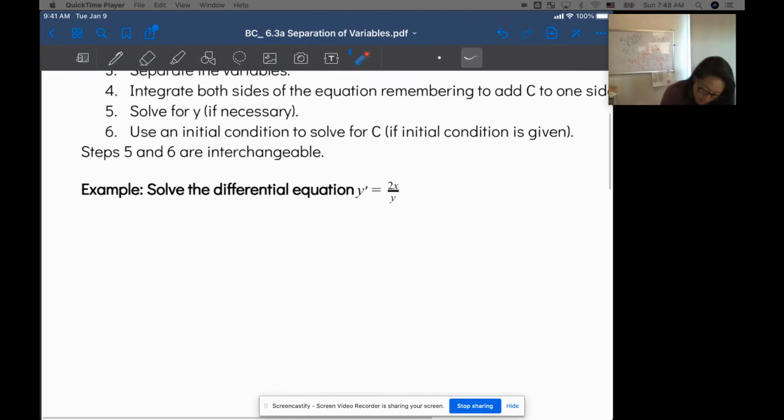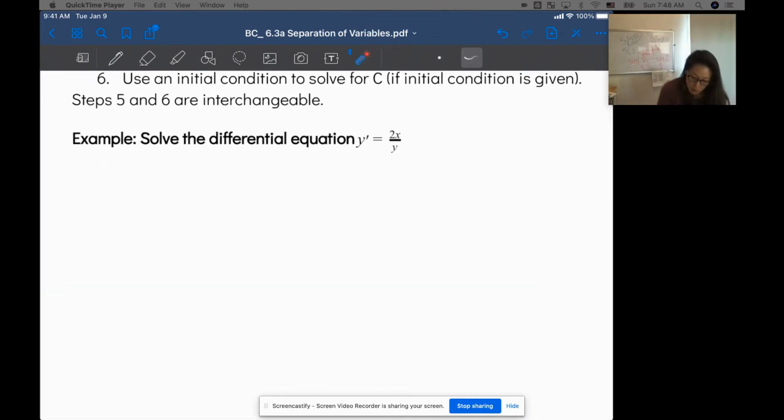All right, so number 1: solve the differential equation y prime is equal to 2x over y. According to step 1, we're going to rewrite y prime as dy/dx is equal to 2x over y. Then we're going to multiply both sides by dx to get rid of the dx on one side. So I get dy is equal to 2x over y times dx. Then I'm going to multiply y on both sides to get rid of y.